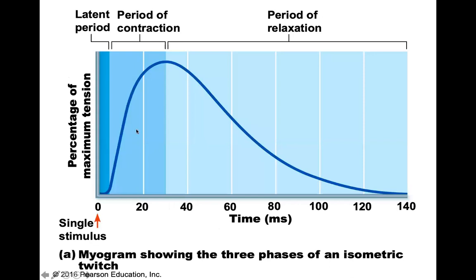So here again, you have the latent period, which is basically where the electrical impulses are taking place. You have the contractile force right here, or contraction phase, and then relaxation phase. And you can see on the x-axis, you have the time in milliseconds. So you can see the relaxation takes longer than the contraction and the latent period.